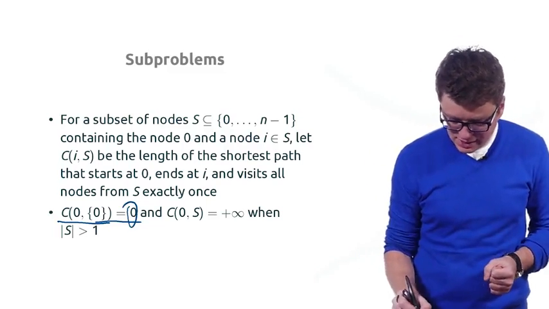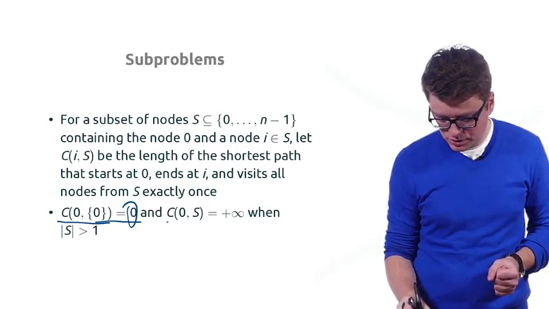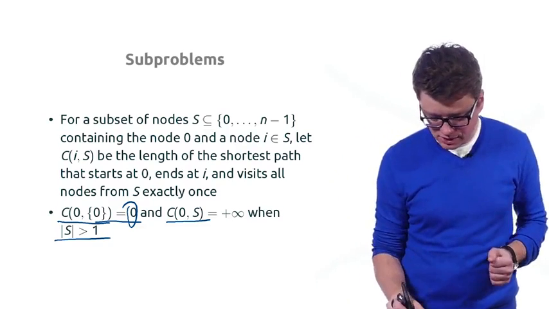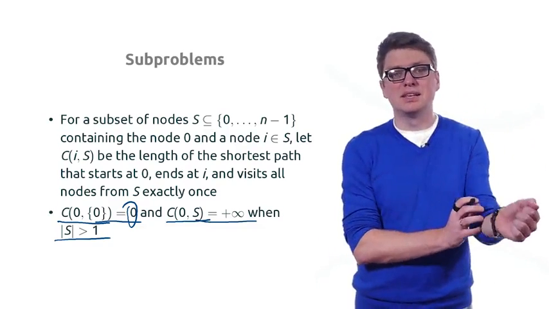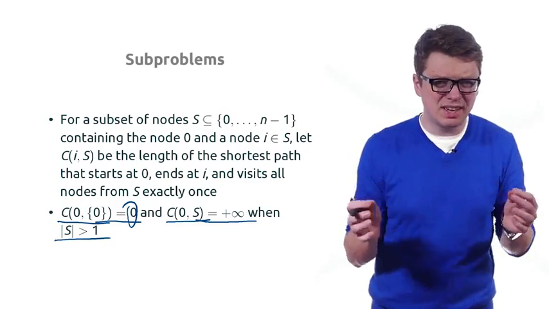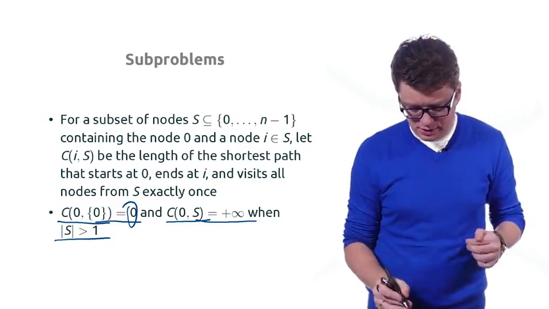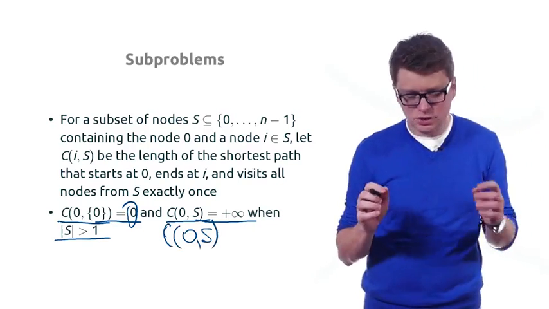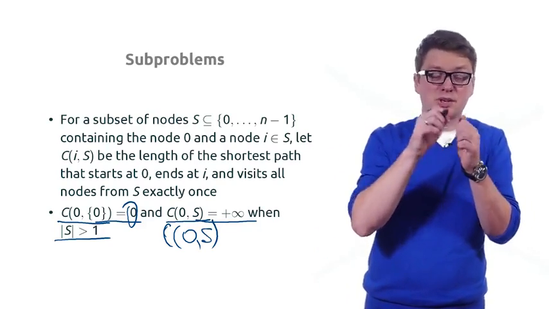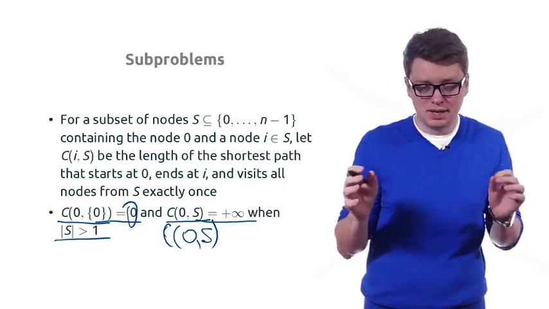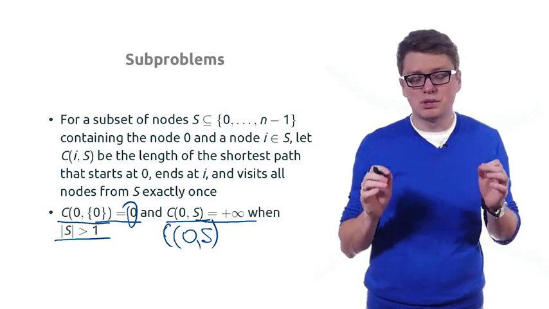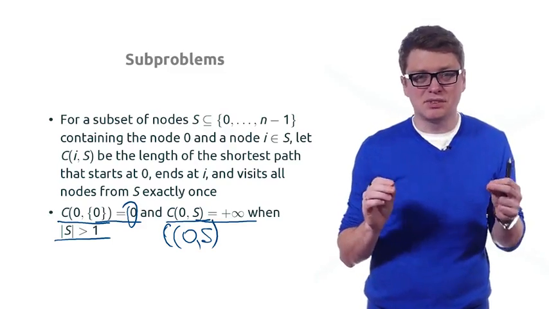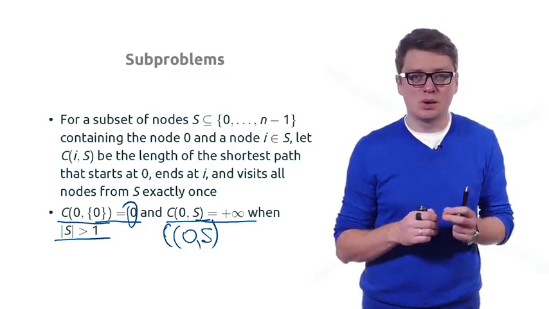Okay. On the other hand, if i is equal to 0 but the size of S is greater than 1, then the corresponding value is plus infinity. This just corresponds to the fact that it is in fact forbidden, because C of 0, S is actually the length of a path that starts at 0 but also ends at the node 0, but we are allowed to visit every node just once. So this is just some corner case, and we define it as plus infinity just for convenience. It will be needed in our code.